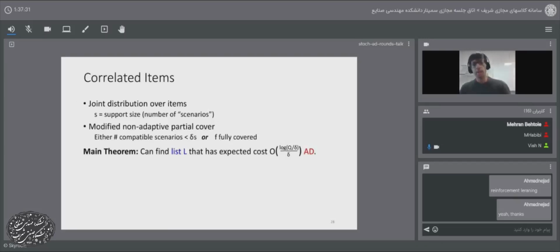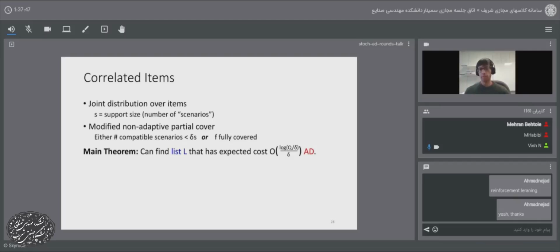So we have a similar high-level approach. We will again come up with a non-adaptive algorithm that is a partial cover. So it's not going to fully cover the function. But we need to change the criterion for a partial cover.